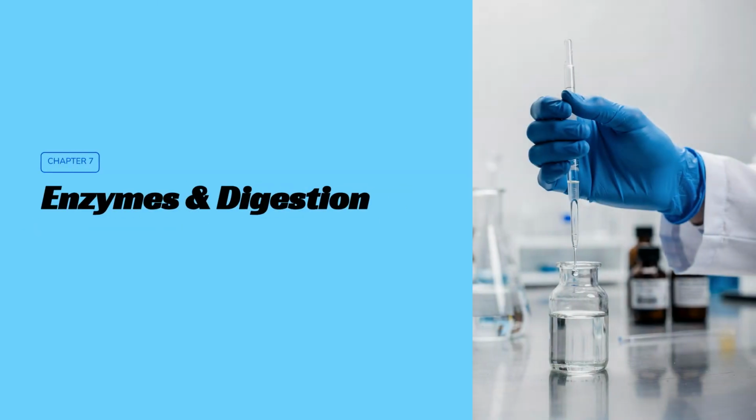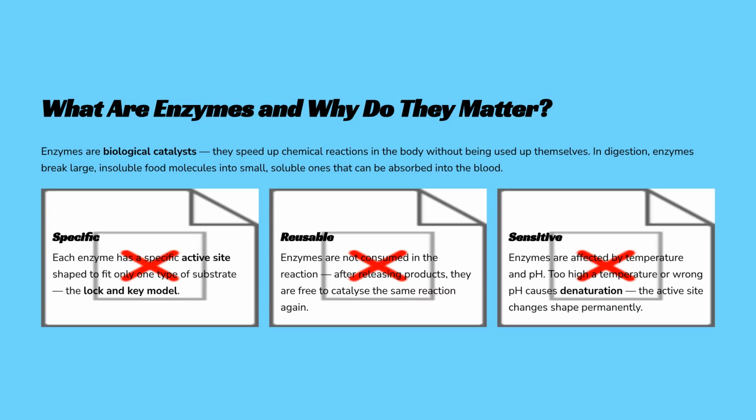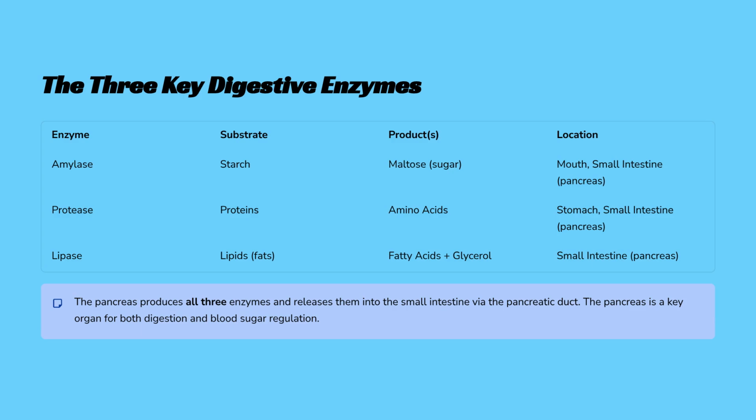Chapter 7 focuses on enzymes and digestion. We'll summarize the essential enzymes that act as biological catalysts, making digestion possible. Enzymes are specific, reusable biological catalysts that speed up the breakdown of large, insoluble food molecules. They are also sensitive to changes in temperature and pH, which can cause denaturation. The three key digestive enzymes are amylase, protease, and lipase.